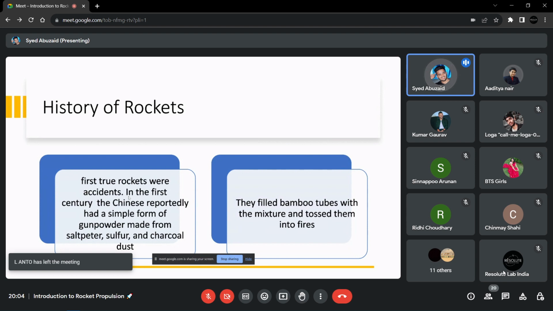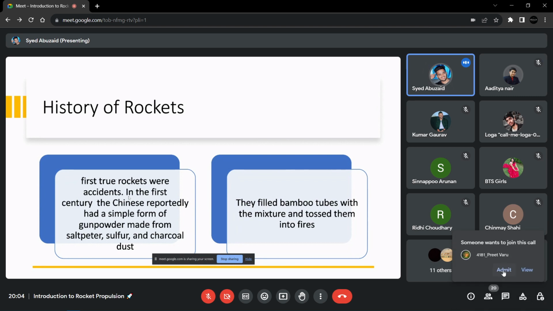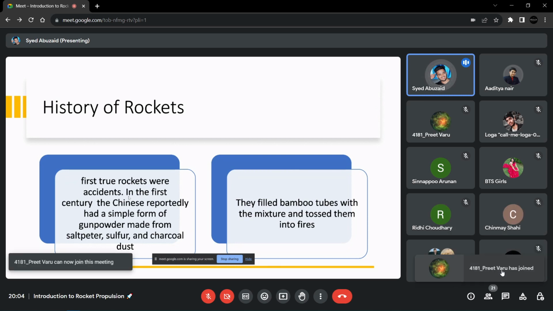It was not a liquid propulsion system. It was just a solid propulsion system, so they were using solid fuel. You can also say grain; solid fuel is nowadays called grain.